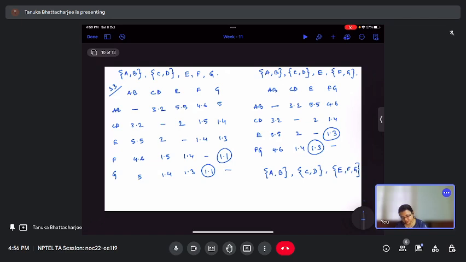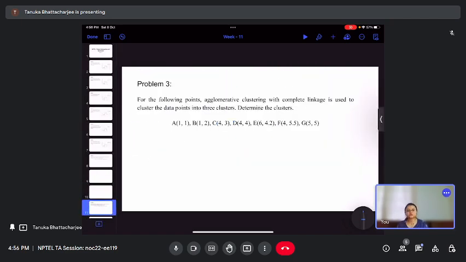Now the next question, we will do that as the last problem for today's session. This is the same data points that you have in the previous question. Again you will have to do agglomerative clustering, but this time you will have to use complete linkage. In complete linkage you take the maximum distance to determine the distance between two clusters, the maximum distance between the pairs.